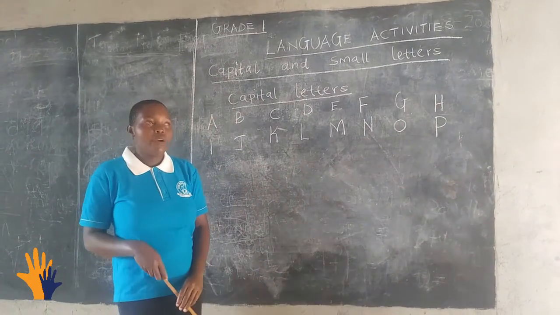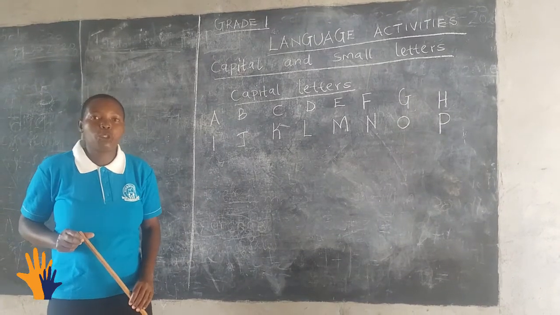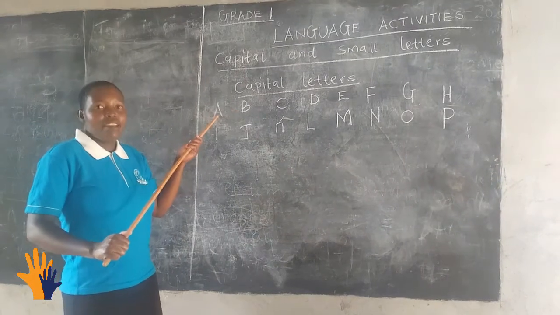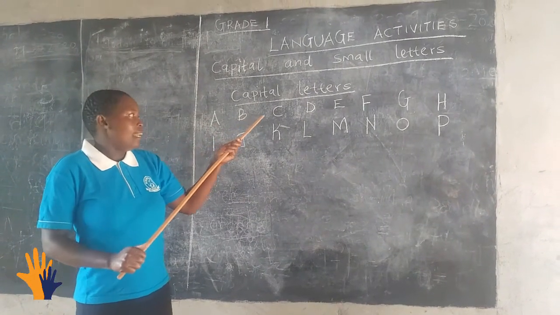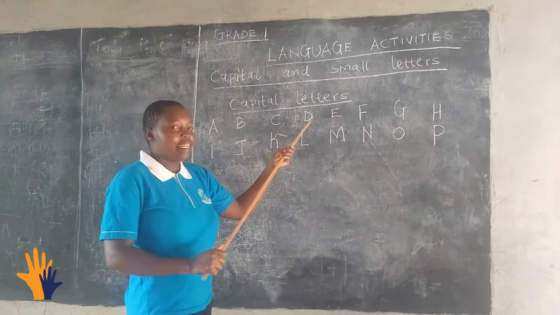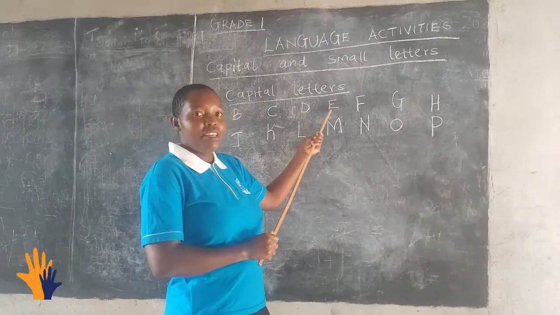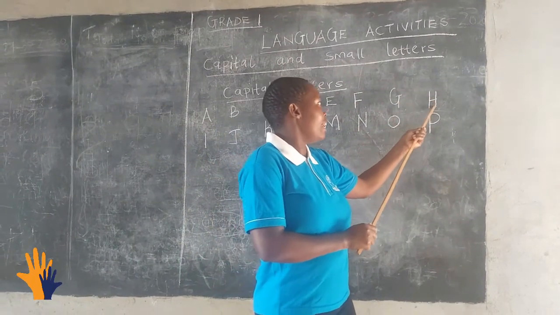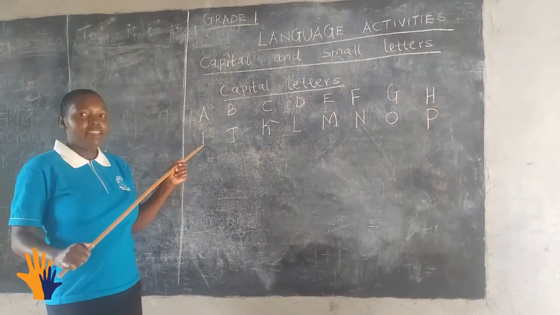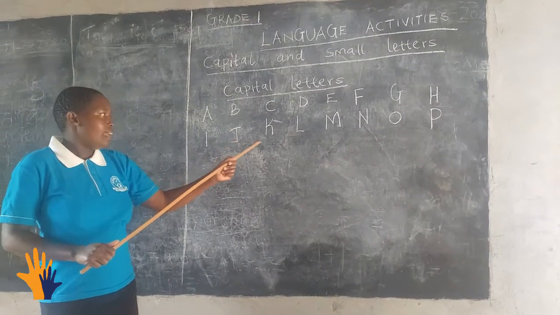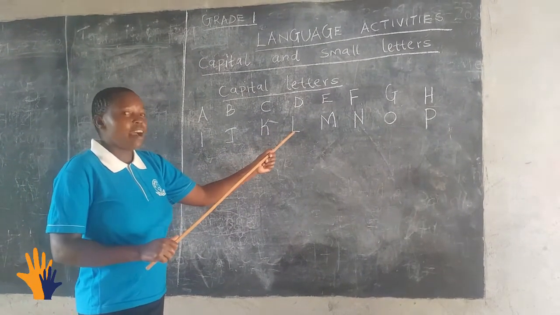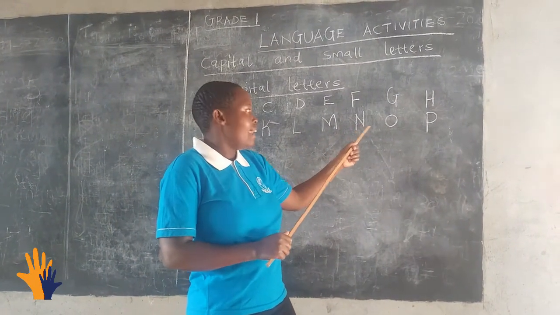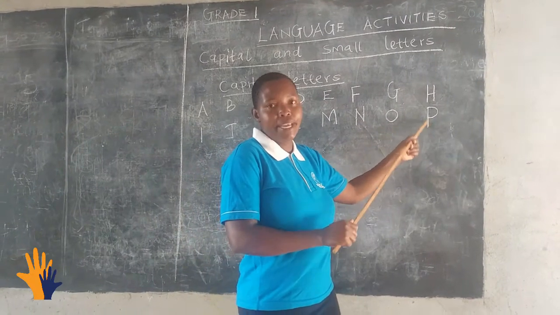So children, we want to repeat these capital letters together. Let us go. Letter A, letter B, letter C, letter D, letter E, letter F, letter G, letter H, letter I, letter J, letter K, letter L, letter M, letter N, letter O, then letter P.